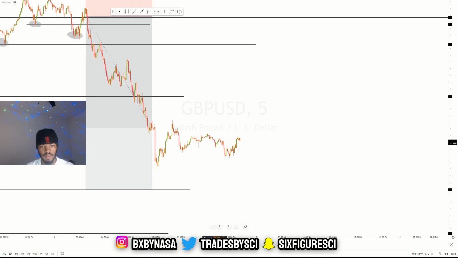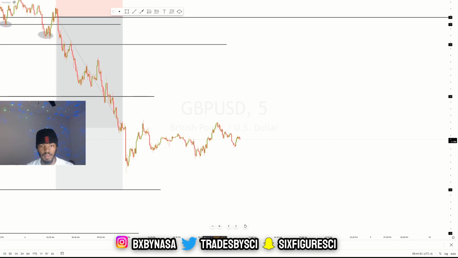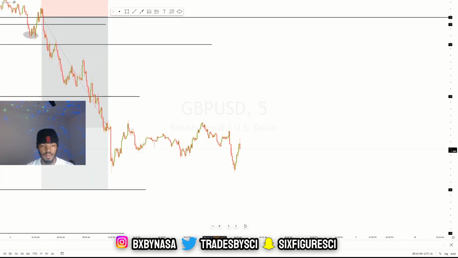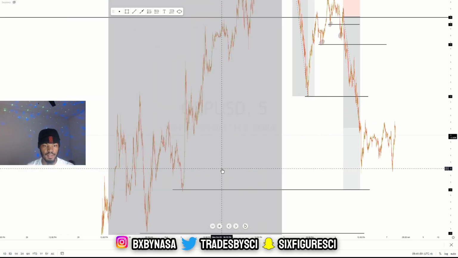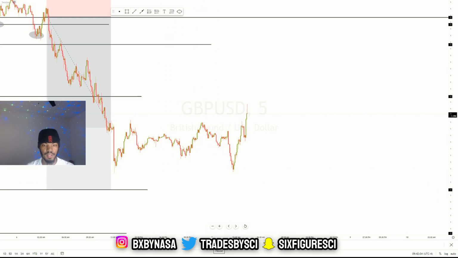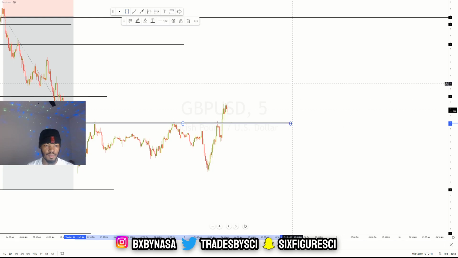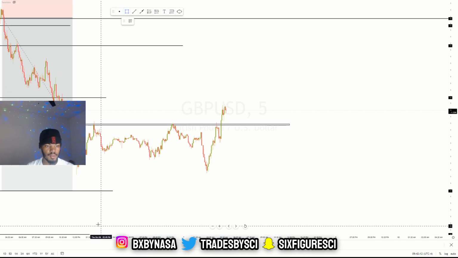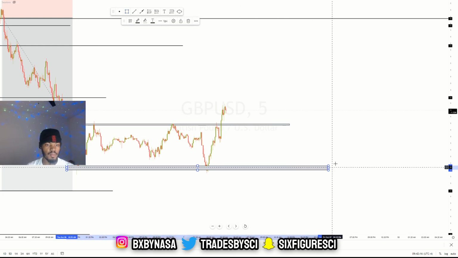Still consolidating, still consolidating. And it's starting to break some. It's still consolidating. Alright, so I'm assuming that that's the lowest it wanted to go. We're gonna continue, but I think that's the lowest it wants. Yeah, it starts breaking highs now. That is the lowest it wants to go.